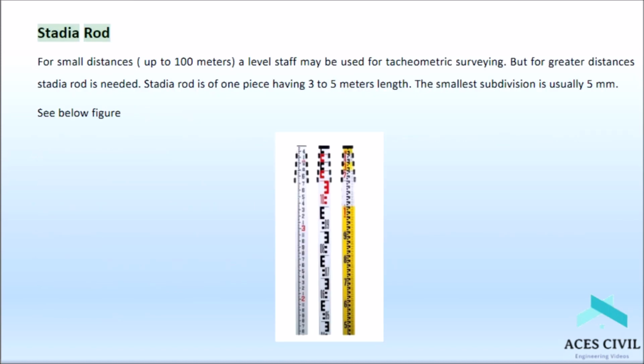Stadia rod. For small distances, up to 100 meters, a level staff may be used for tacheometric surveying. But for greater distances, Stadia rod is needed. Stadia rod is of one piece having 3 to 5 meters length. The smallest subdivision is usually 5 mm. See below figure.